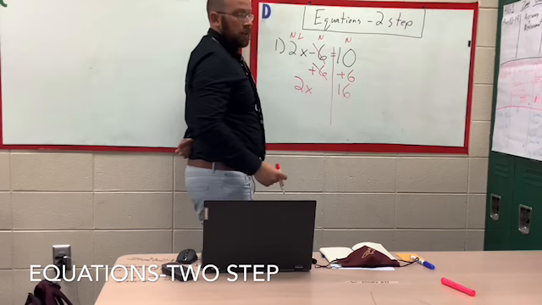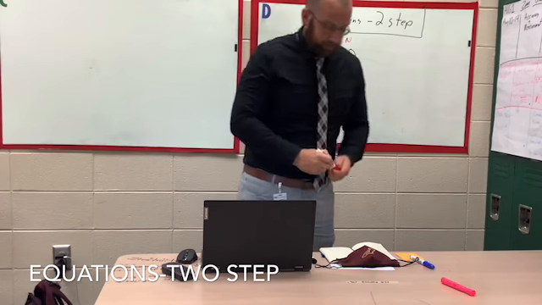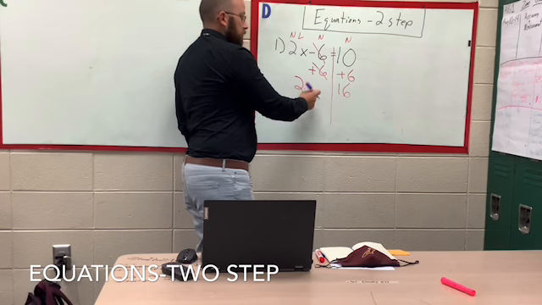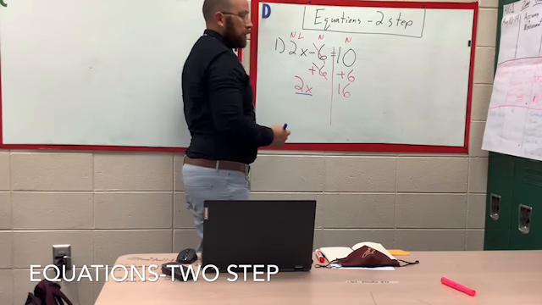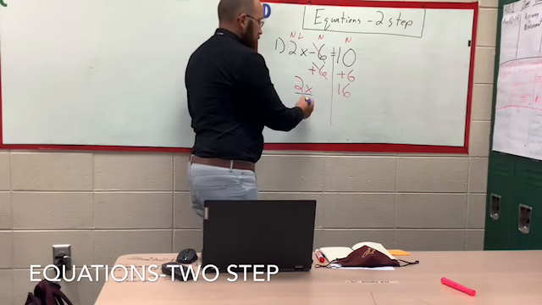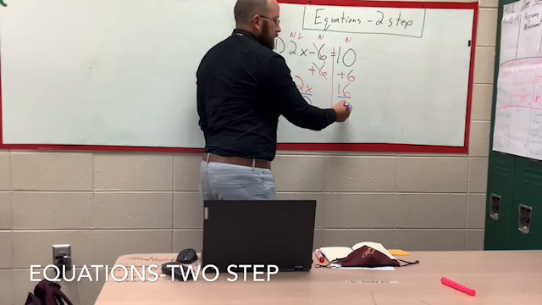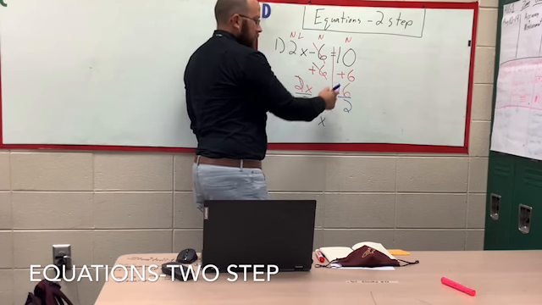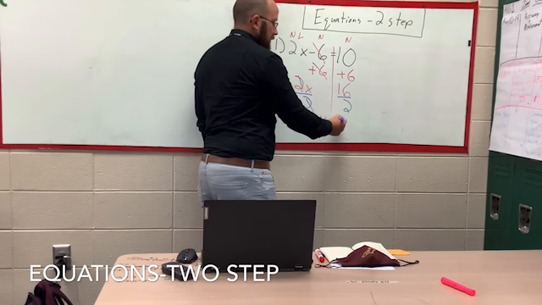What is being done here is multiplication between the number and the letter. So what is the inverse operation of multiplication? Division. So I divide both sides by 2. These cancel out, and my final answer is 16 divided by 2, which is 8.